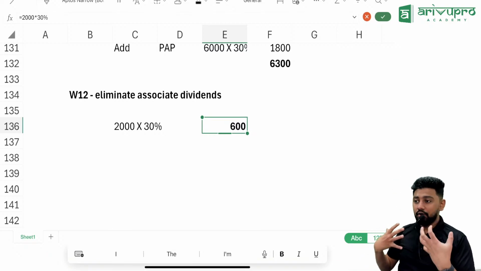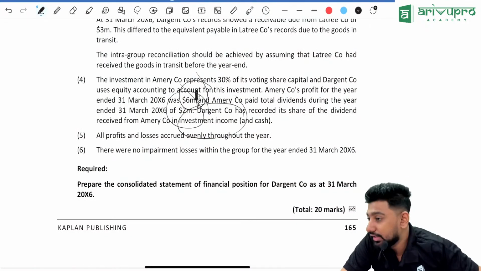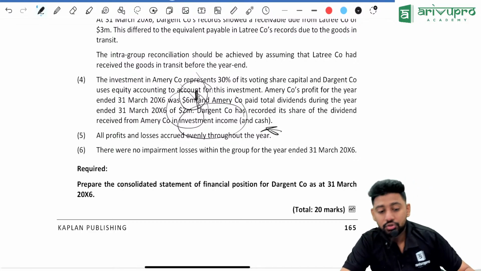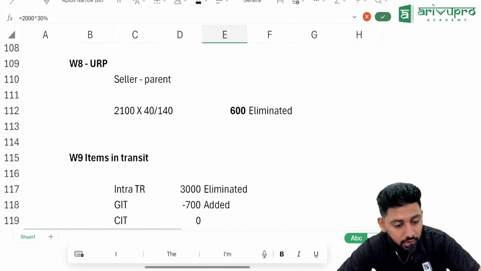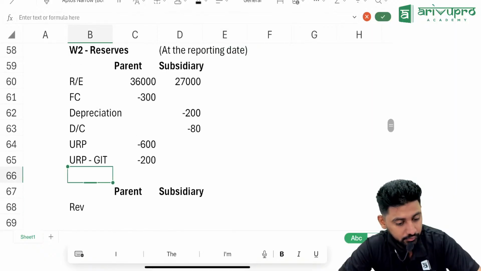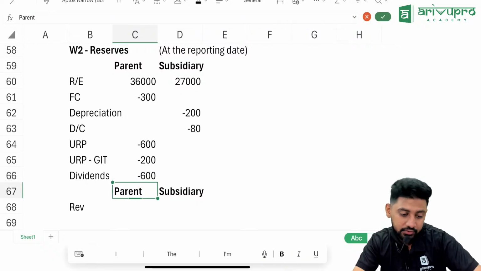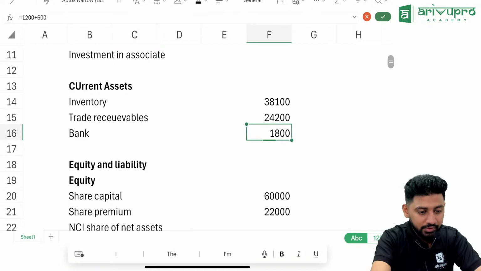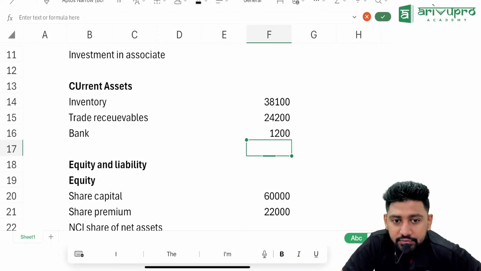So, parent would have got the dividends and they say it is in investment income, meaning it is a part of your retained earnings. It is a part of your retained earnings and cash. So, you have to eliminate it from retained earnings and cash. So, I will go back to the top. It will be dividends minus 600 and then they say it is in cash. I'll go to cash minus 600. Are we clear? Understood?